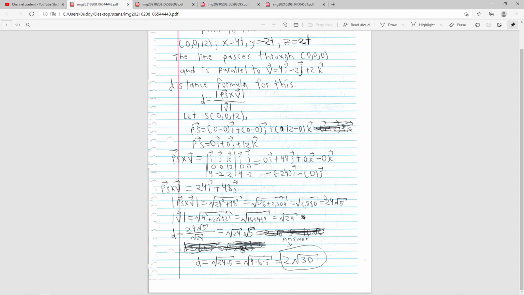For PS cross v, the magnitude of it, of course, is the square root of the squares of the components added together. And v is the same way. So 24 square root of 5 divided by square root of 24, which is just square root of 24 times square root of 5. It makes sense when you think about it, because 24 to the 1 power divided by 24 to the 1/2 power would mean 1 minus 1/2, so 24 to the 1/2, which is just a square root. Eventually you simplify down to 2 square root of 30, and that's the distance.